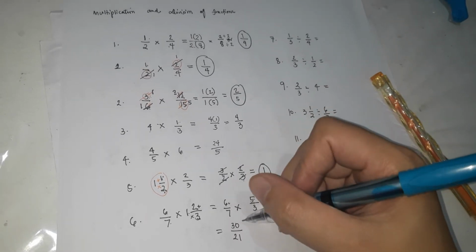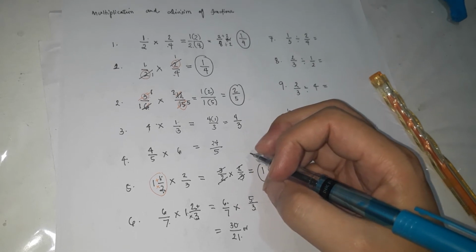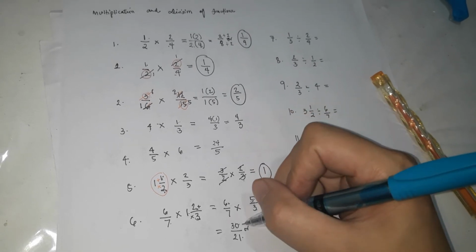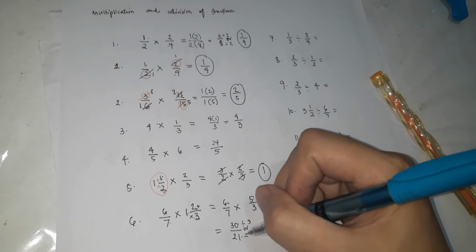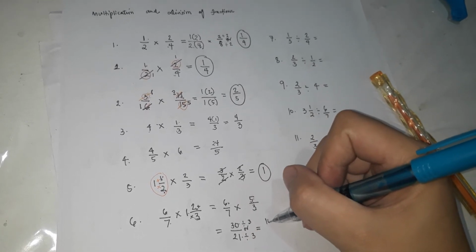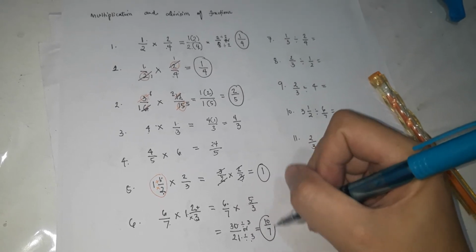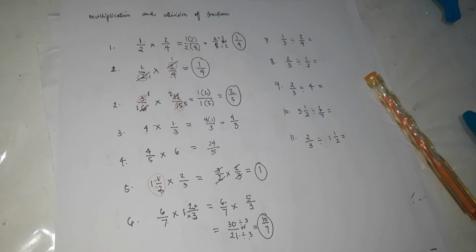As you could see also, this could still be simplified. So, divide mo by 3, divide mo by 3. So, 30 divided by 3, that's 10. 21 divided by 3, that's 7. So, the answer is 10 over 7.